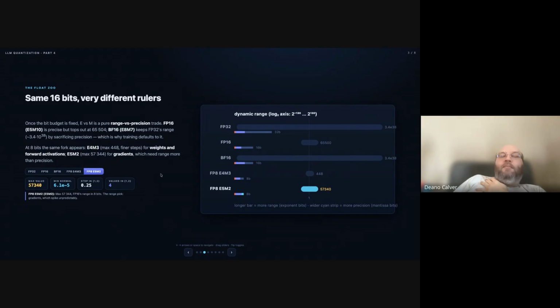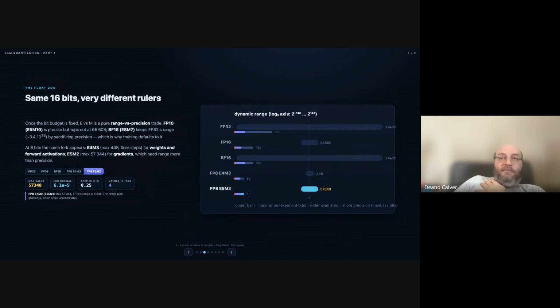The first quantized FP number is FP16, and it's a bit rubbish. You only get up to 65,500 maximum, and it has a lot of mantissa range, which doesn't seem to be very useful. The reason is because it wasn't designed for LLMs.